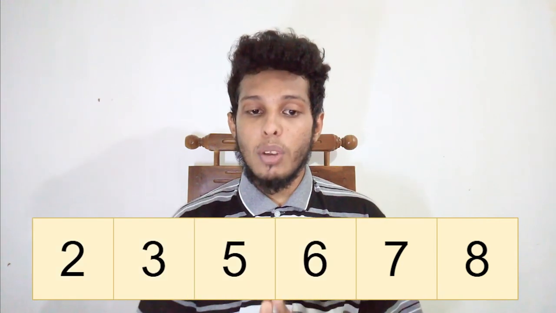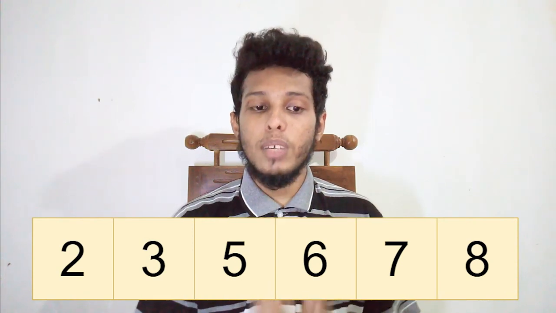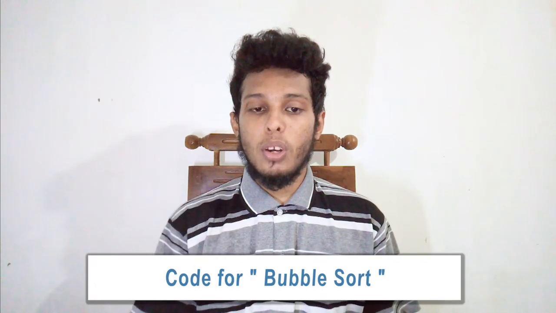But in the code, it will loop until only the remaining 0 and first value are being checked. The code for bubble sort for ascending order is this.